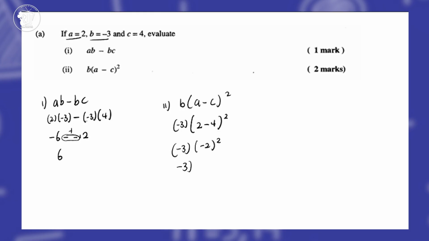So I have now a negative 3 multiplied by, so when I square negative 2, that would give me a positive 4, because negative 2 times negative 2, negative times a negative is a positive. 2 times 2 is 4, and negative 3 times 4 would give me a negative 12. So the answer here is a negative 12.